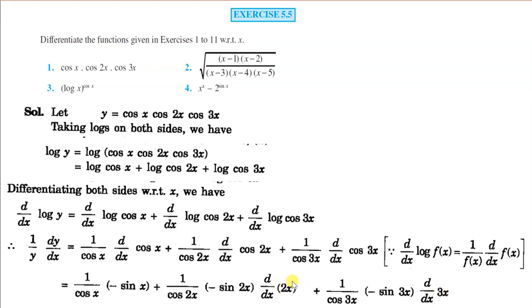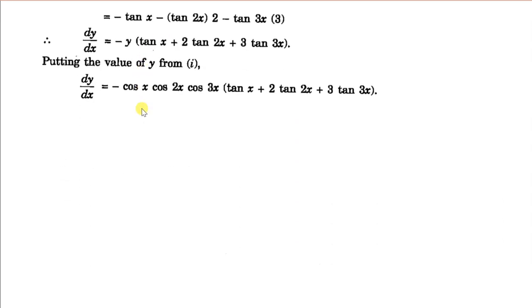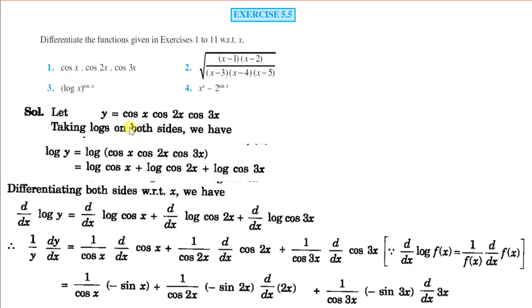And the derivative of 2x is 2, the derivative of 3x is 3. So we get here minus tan x, because minus sin x divided by cos x becomes minus tan x.